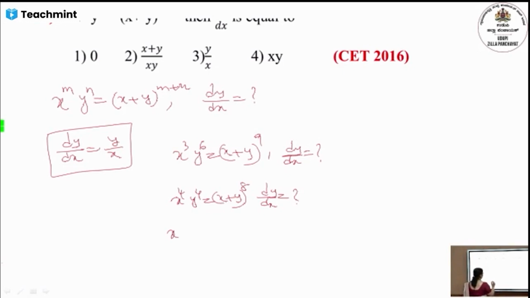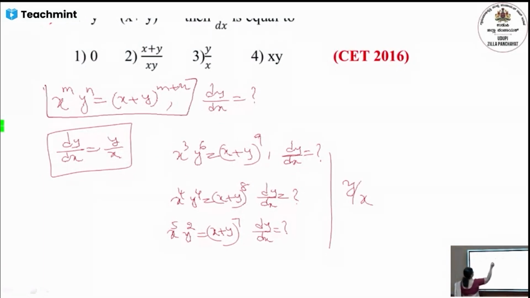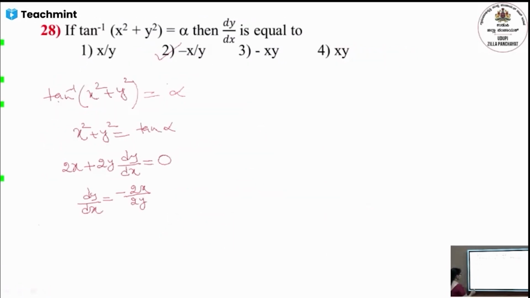It could be x power 5, y power 2 is x plus y power 7. What is dy by dx? In all the cases, what is the answer? y by x. So please remember this as a standard result. If x power m, y power n is x plus y power m plus n, the derivative is y by x.